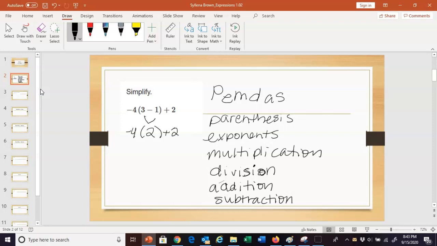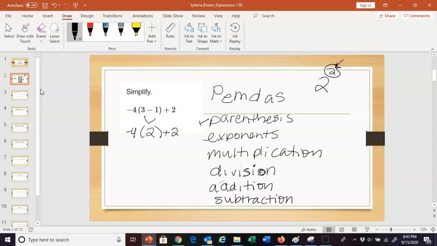All right, so we've done parentheses. I don't see any exponents in this problem. Remember, exponents are those little tiny numbers that you would see next to a large number. So here's an example, 2 squared. This little tiny 2 is the exponent. So there are no exponents in this problem.